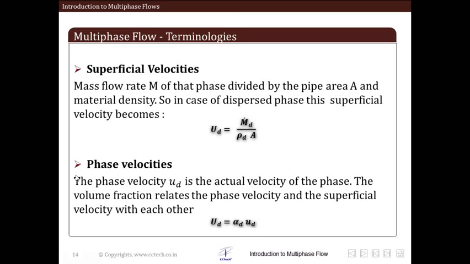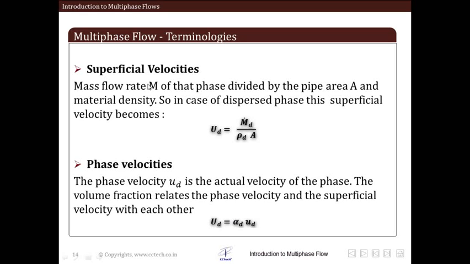Now, next term is the phase velocity. This is the actual velocity of the phase by which the phase material is flowing in that particular flow phenomenon. That is the velocity that we observe or measure. Now, again, volume fraction relates the phase velocities with the superficial velocity. If we multiply the phase velocities, actual velocities, by the volume fraction, we will get the superficial velocity.